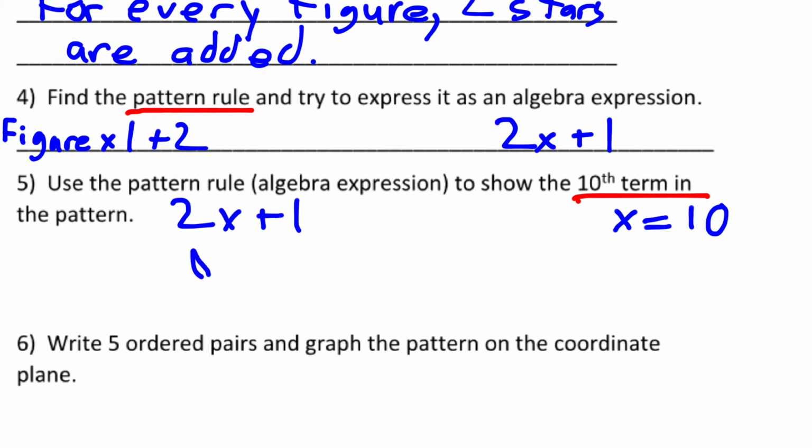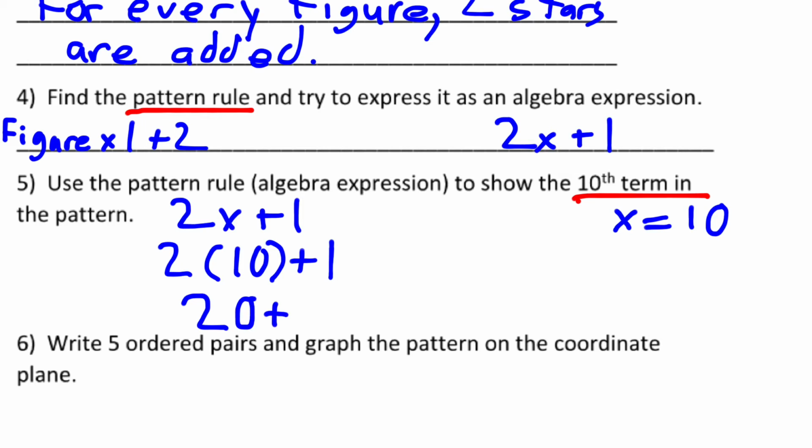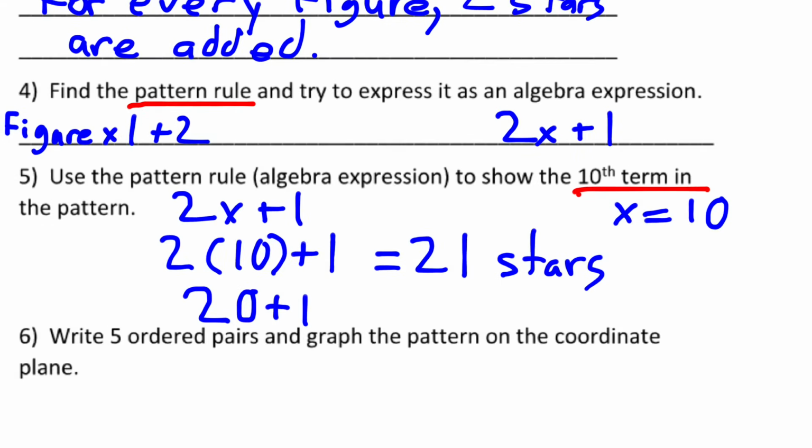Remember, this means 2 times 10. But we're going to show this multiplication with parentheses. We're going to say 2 times 10 plus 1. Well, I know 2 times 10 is 20 plus 1, which means this is stars though. In the 10th pattern, there will be 21 stars. We use the algebra to get that.